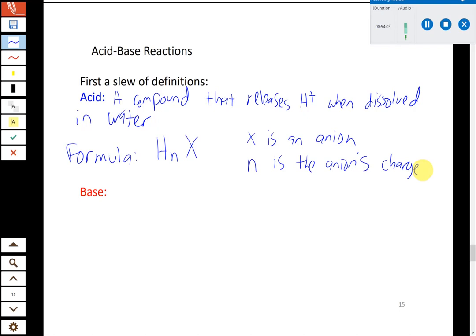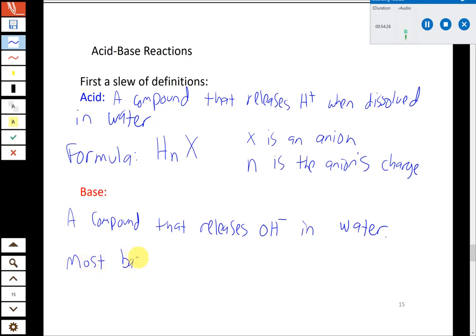All right, so then a base is, we haven't really seen bases yet defined in any sort of rigorous sense. So a base is a compound that releases OH- when you dissolve it in water. And the vast majority of bases that we'll see in this course, particularly since we're dealing with aqueous reactions, are going to just be metal hydroxide salts. So hydroxide is an anion, and if you have an ionic compound that contains hydroxide and it's soluble, when you dissolve that in water, OH- is going to be released as an anion. So most bases are going to be some metal cation with hydroxide as the anion.